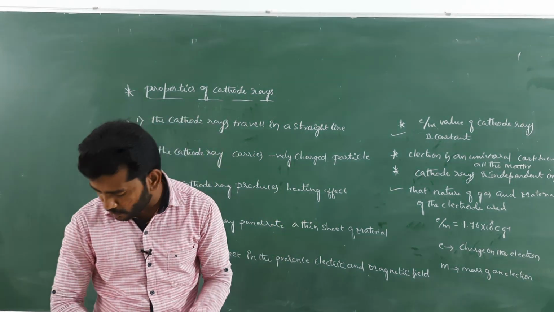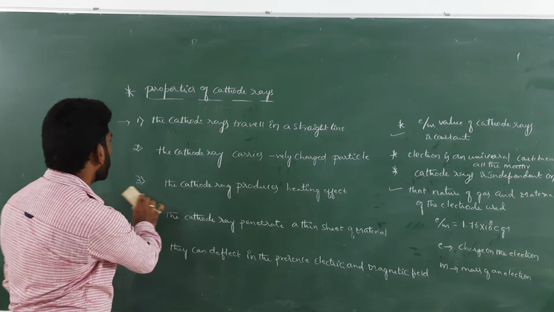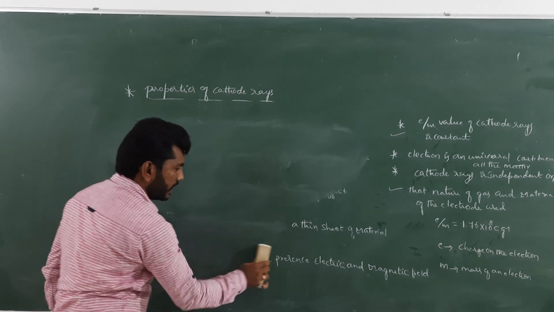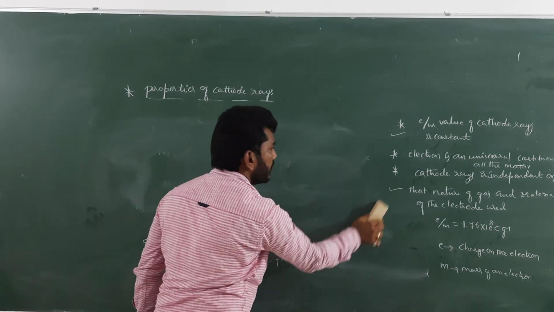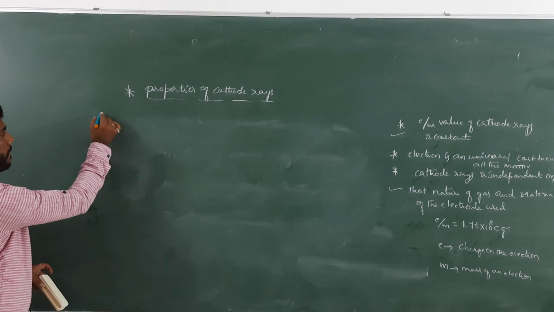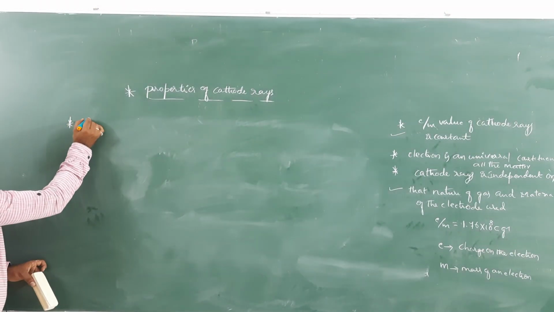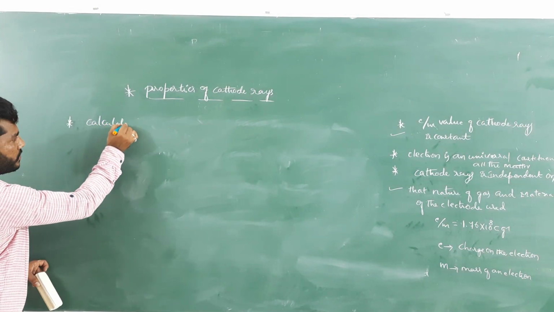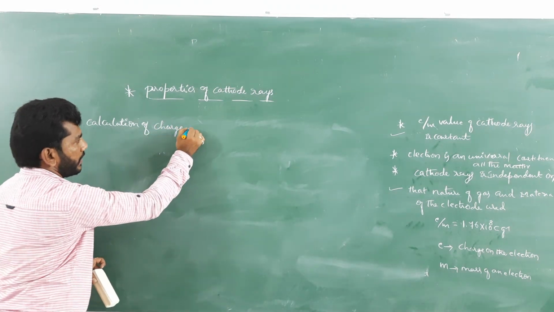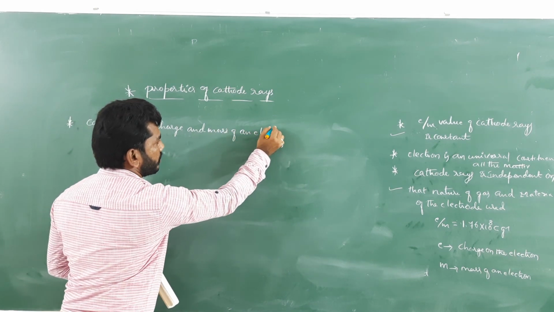Next we shall move on to one of the most interesting concepts, the calculation of charge and mass of an electron. We are going to calculate the charge and mass ratio of the electron, nothing but cathode rays.